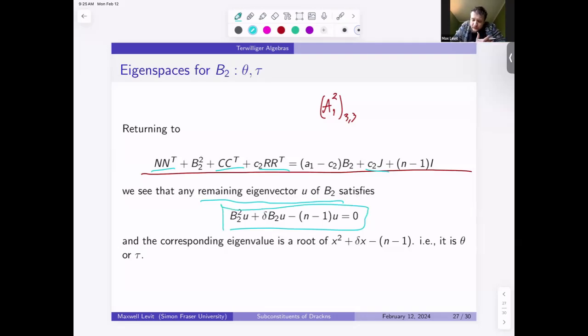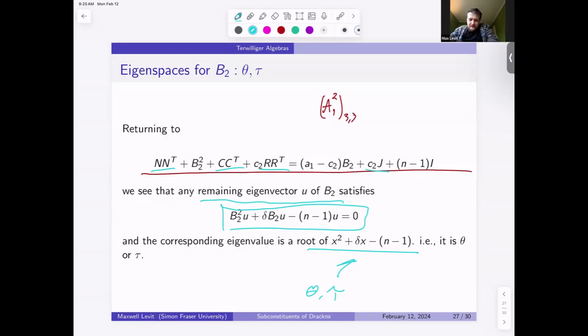And because that's true, now that means that the eigenvalues are just roots of this polynomial. And here's where you have to reach back all the way to the start of the talk, where I gave the explicit description of the eigenvalues of the drackn. The eigenvalues of the drackn, those theta and tau, are just the roots of this polynomial. So what we've actually found out is that what's left over, these are the things that persist and stay the same eigenvalue.